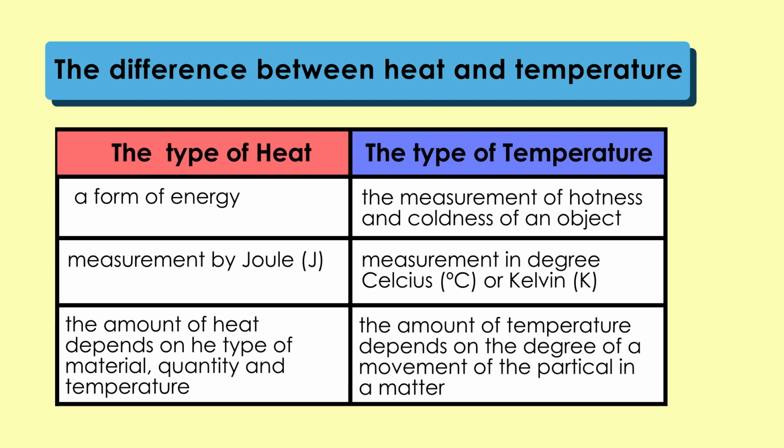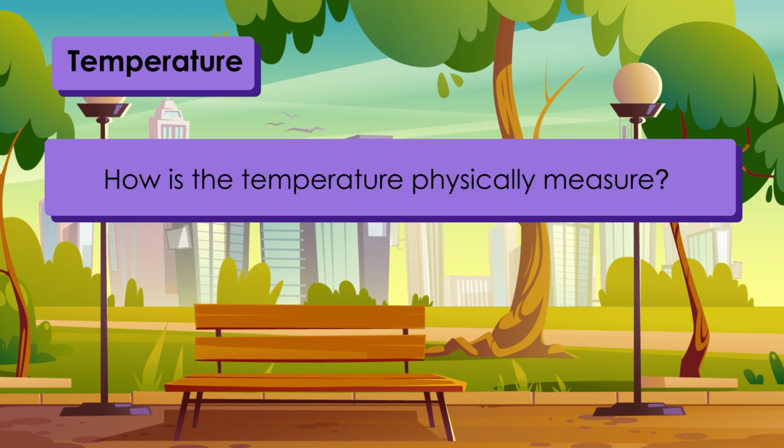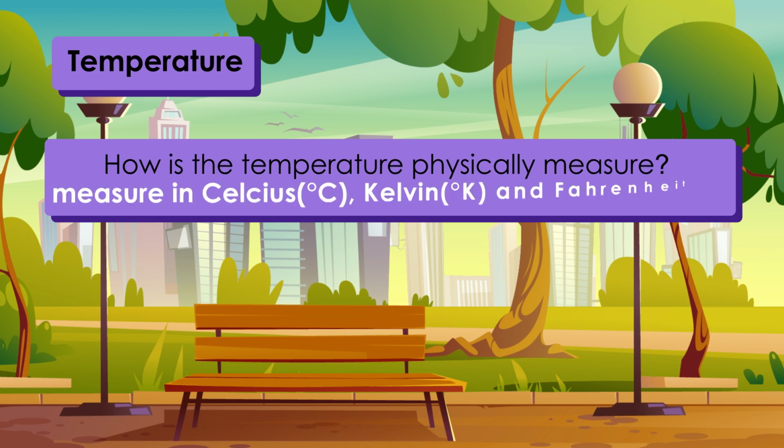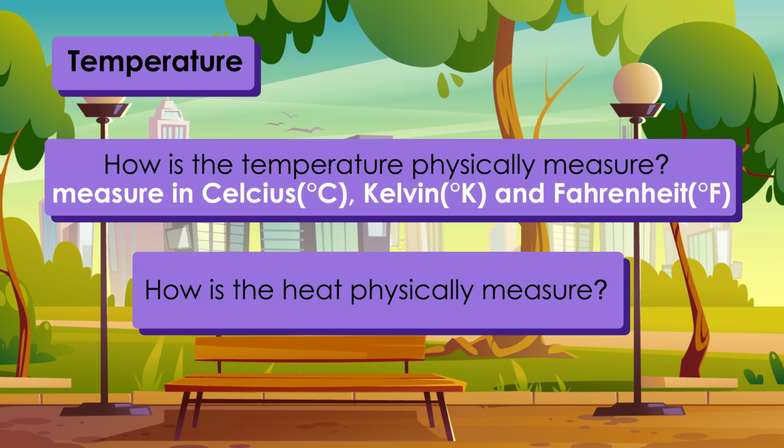Let's dig in. We can start with temperature. Like the temperature outside today, it might be hot or cold. But in science, we want to quantify everything. So when we say something is hot or cold, it just isn't enough. We want to be able to say how hot or cold with numbers. But that begs the question, how is the temperature physically measured? Temperature is measured in Celsius, Kelvin, and Fahrenheit, while heat, which is another type of energy, is measured in joule.